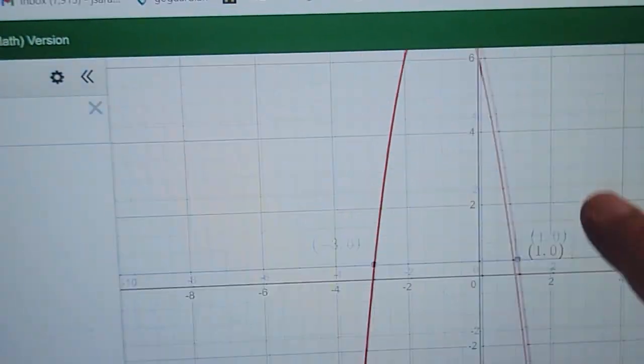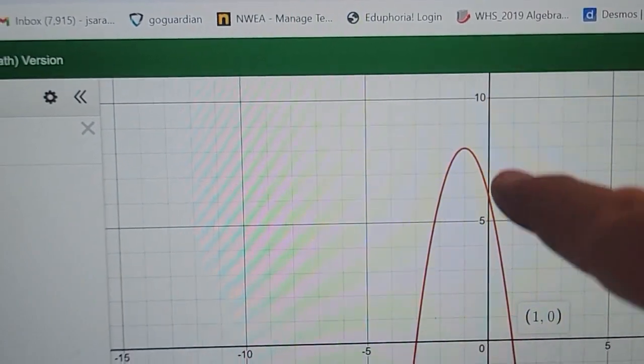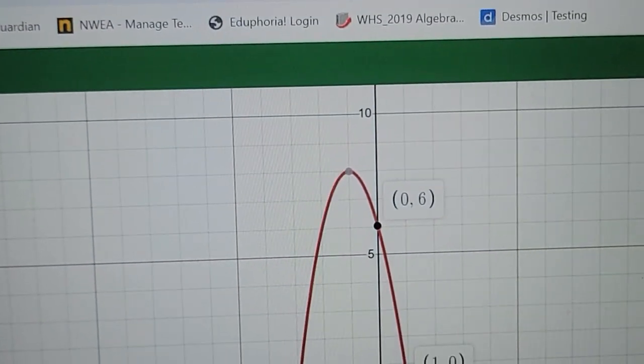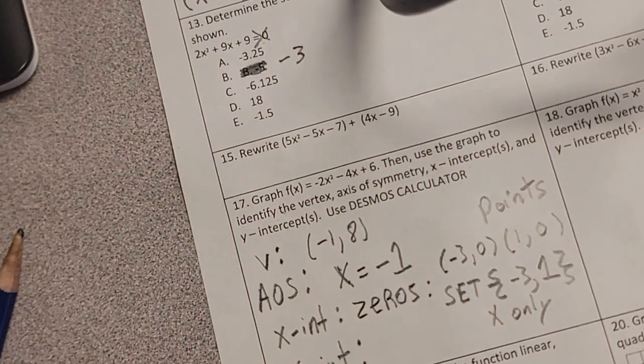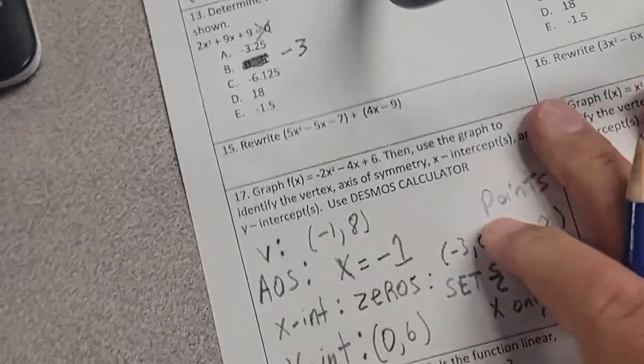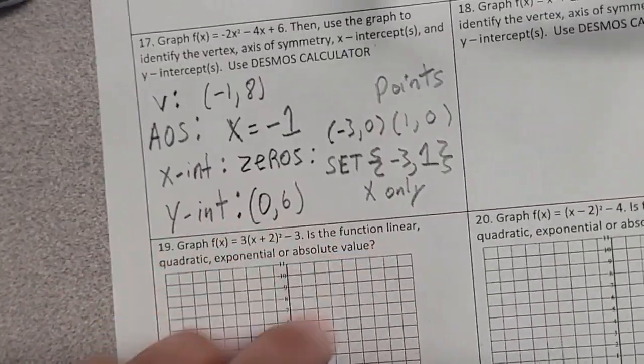And last, guys, the y-intercept. That's also on Desmos. So this is the y line. Click the graph, and you get the dot. That is the y-intercept, 0, comma 6. And there you go.